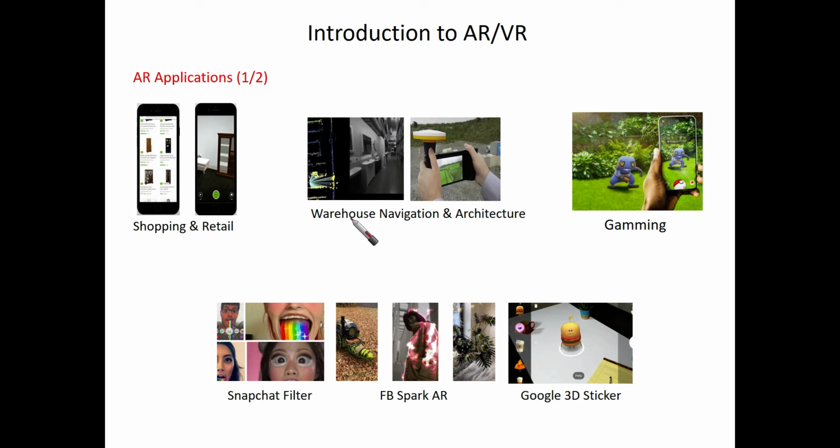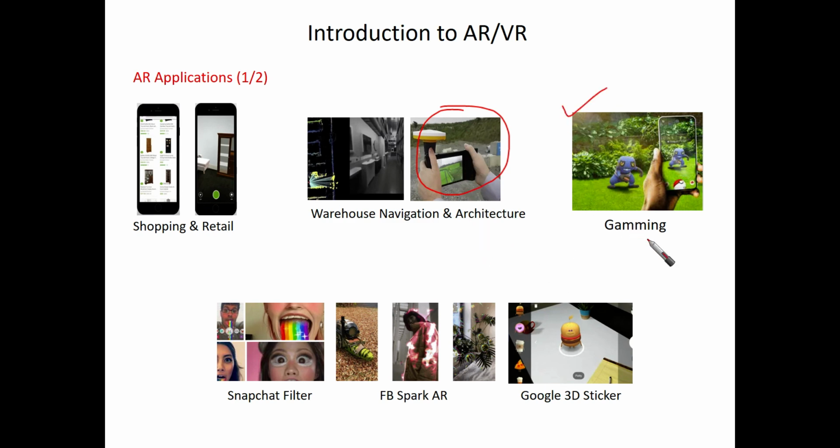So that kind of warehouse navigation can be done by augmented reality. Also, for example, let's say an architect goes and tries to see if this kind of architecture fits in this environment, how it looks. Maybe they go here and make a sketch of the building to see how it looks. So this is just an example.